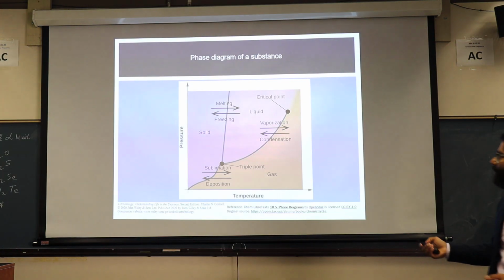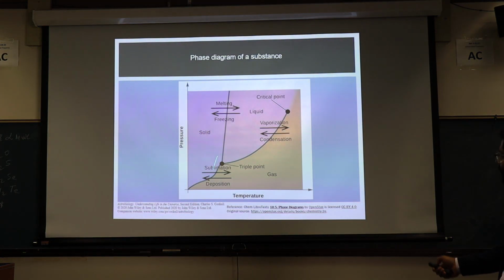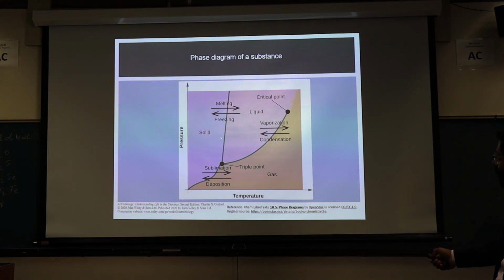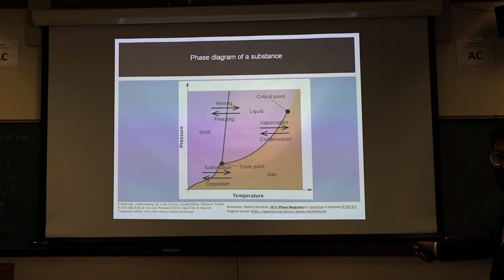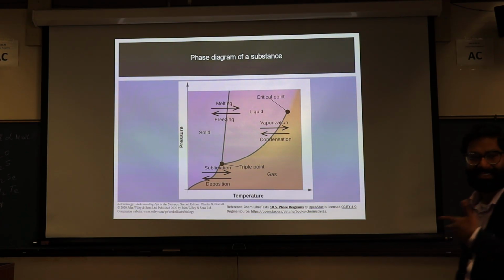Okay? Now, you can go from solid to liquid, you can go from liquid to gas. And these are the different processes that you are looking at. So just focus on one of these lines. Let's focus on the melting line, okay? Any line that is parallel to the y-axis, what does that signify?